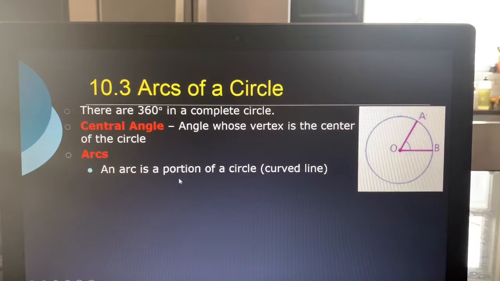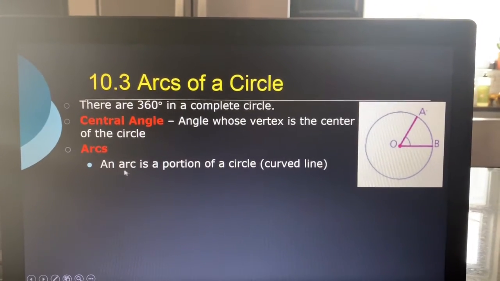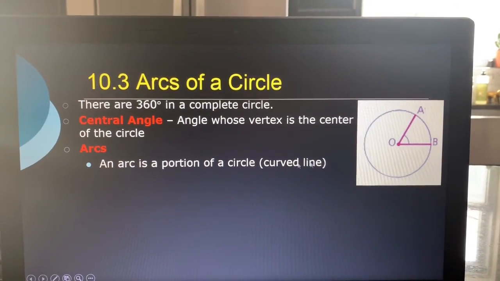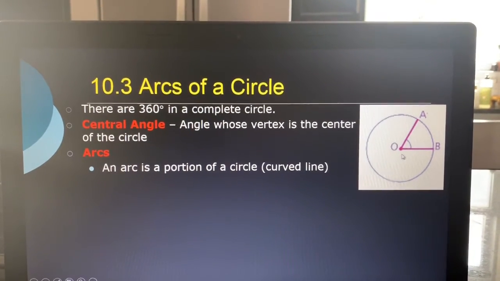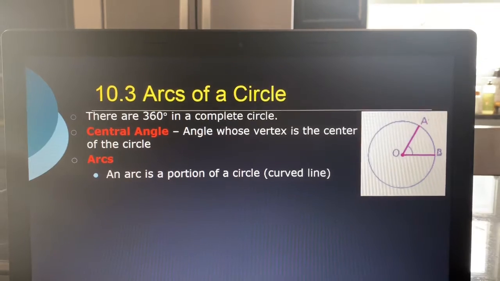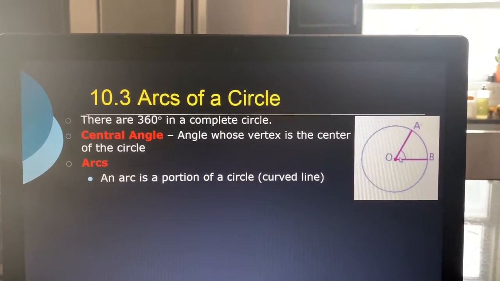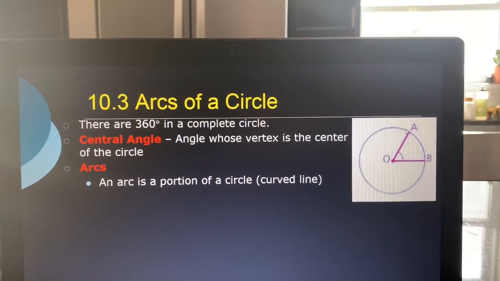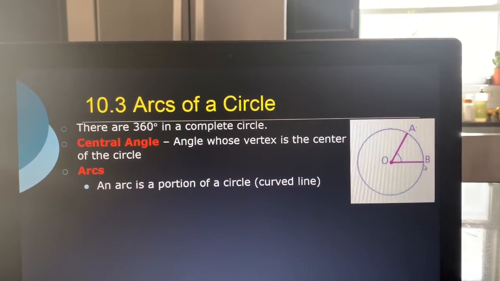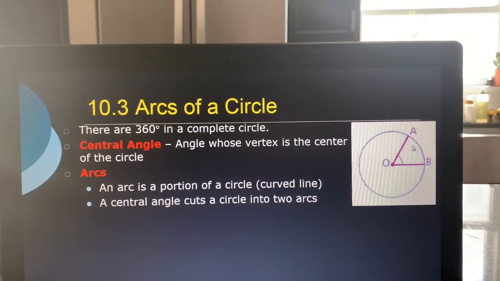So, what's an arc? Well, here's a definition for you. An arc is a portion of a circle. And an arc is formed by an angle or by 2 lines that cut through the circle. And so what we would say is this central angle intercepted the circle at this arc. And we would call this arc AB.